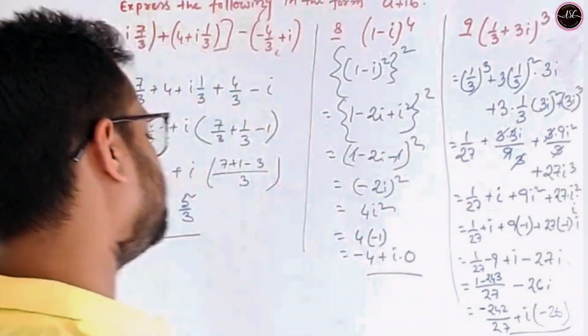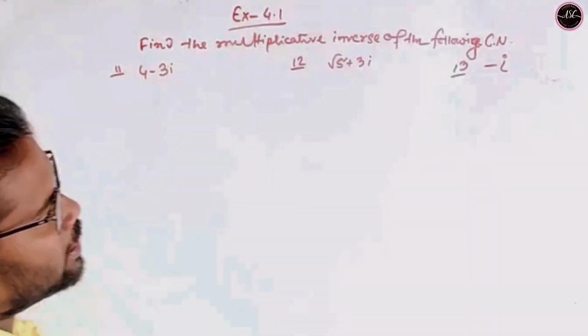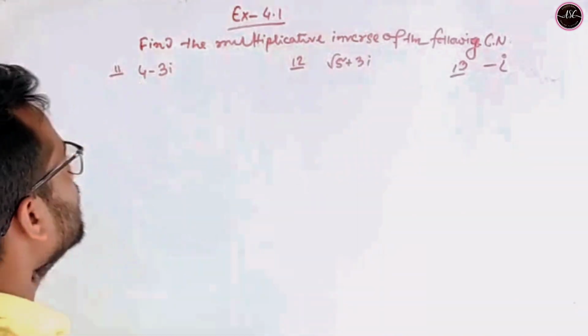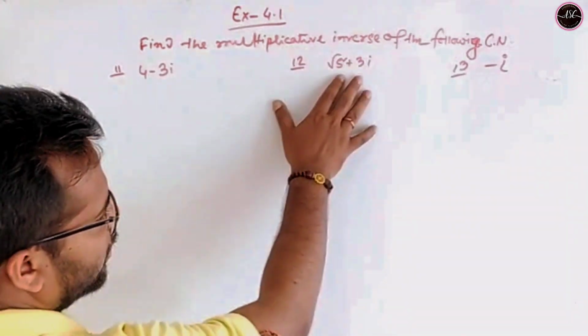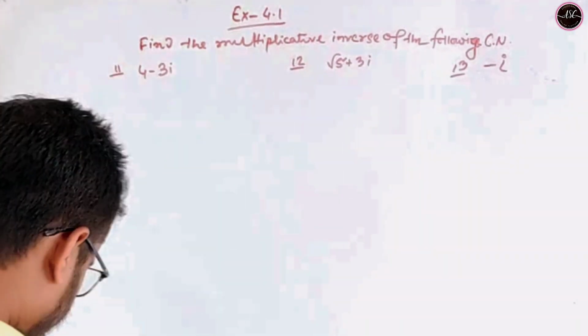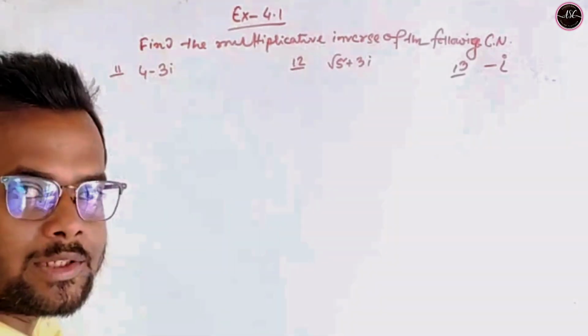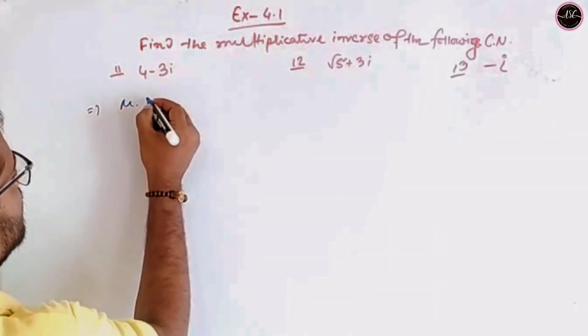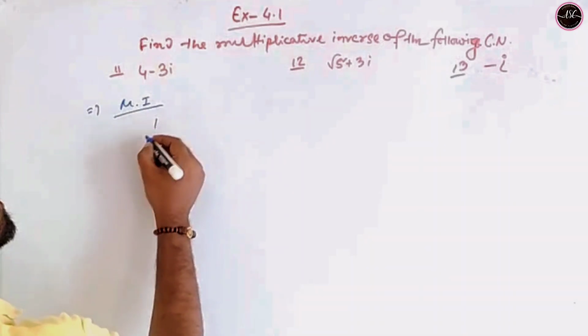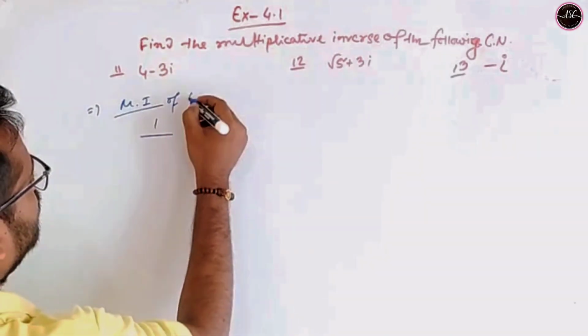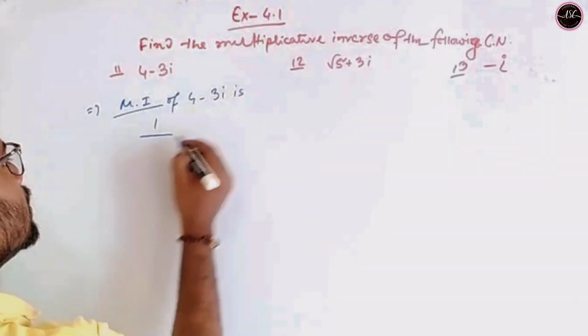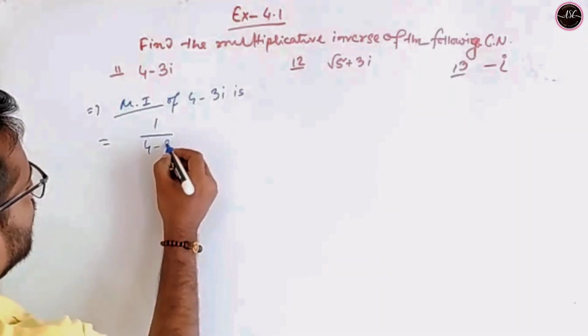Okay. Look at this question. Find the multiplicative inverse of the following complex number. Here 4 minus 3i, here root 5 plus 3i, here minus of i. We know the multiplicative inverse is written as 1 by that complex number. So the multiplicative inverse of this is inverse of 4 minus 3i is equal to 1 by 4 minus 3i.